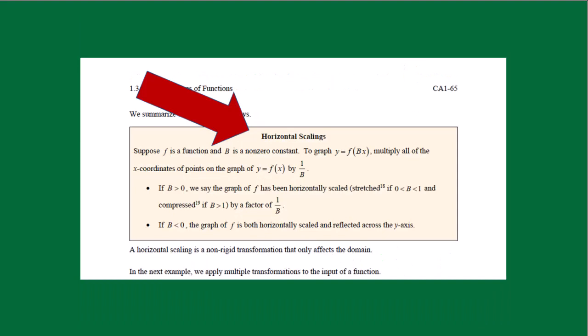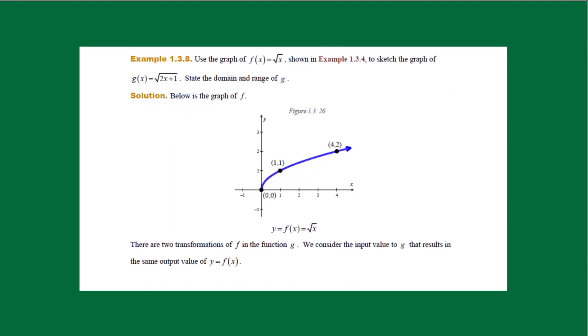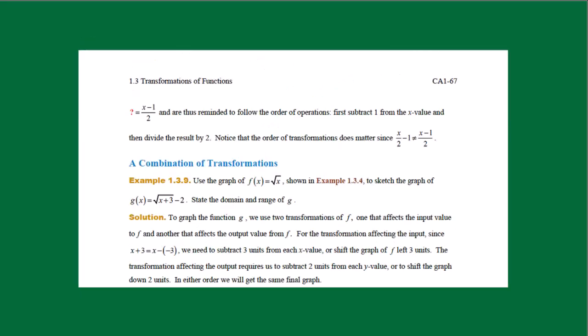But don't get too bogged down in the details. I know I'm going really fast. I'm going to put a link to the book in the description below if you really want to pick it apart a little bit more.